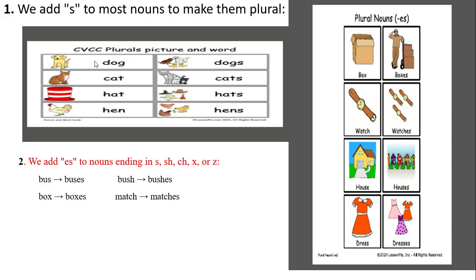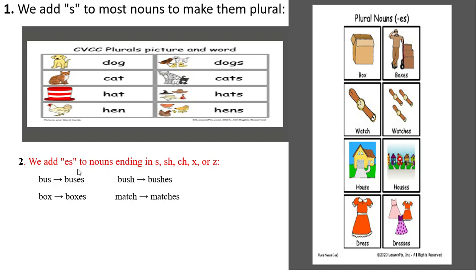Now, we start from here. How can we make a singular noun into plural? So the first rule is we add s to most nouns to make them plural. So dog, dogs, cat, cats, hat, hats, hen, hens.